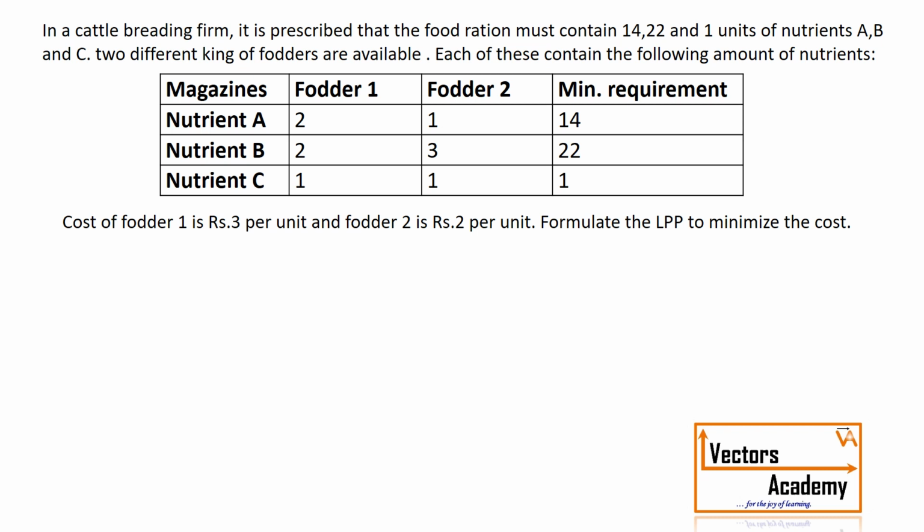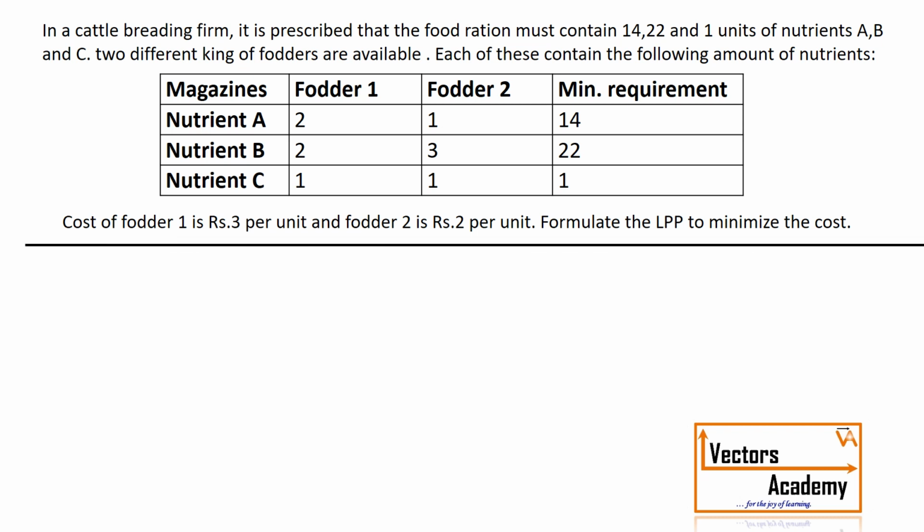Okay, there are two types of foods, two types of fodder which are available for the cattle, fodder 1 and fodder 2. Now the amount of nutrients present in each fodder is already given in the table, and the cost of fodder is given. 1 unit of fodder A costs rupees 3 and 1 unit of fodder B costs rupees 2. Now we have to formulate an LPP to minimize the cost. Okay, now here the cost is given and we have to minimize it.